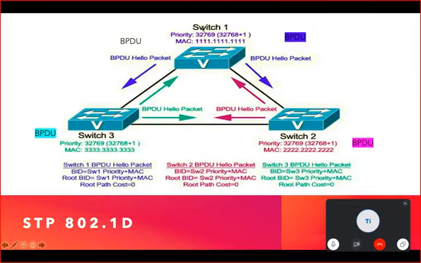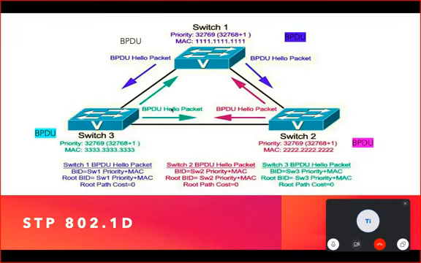You can see here, on each switch, I have written priority 32,769. Why? The default is 32,768. The plus one is the VLAN ID number. If all these switches are in VLAN 2, then it will be plus two. But the default priority value is 32,768.